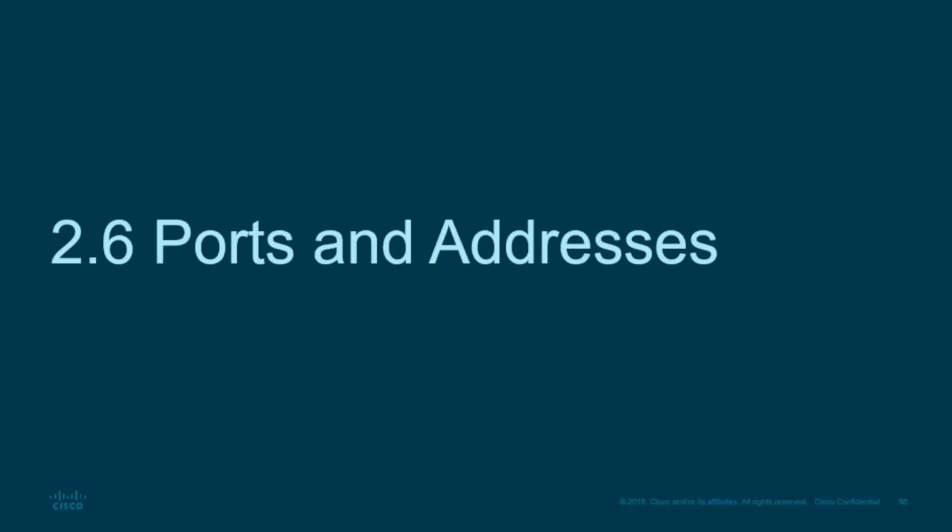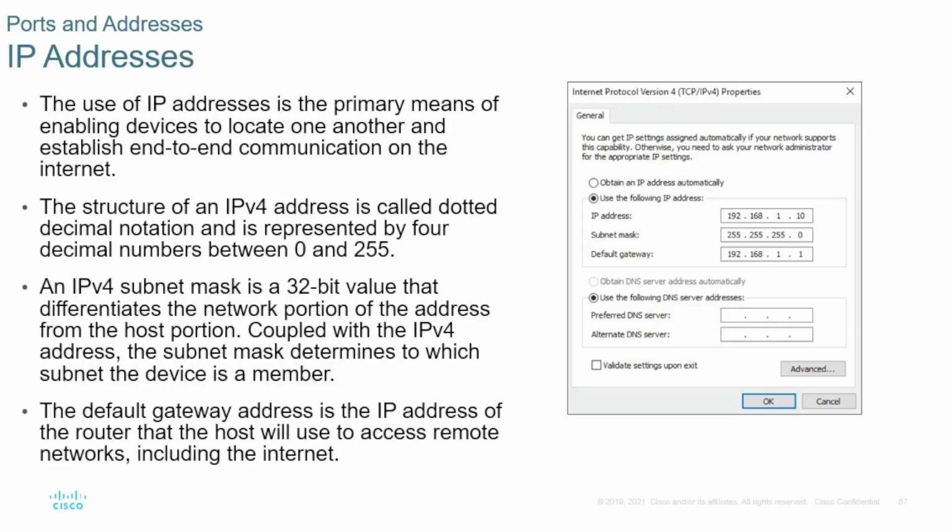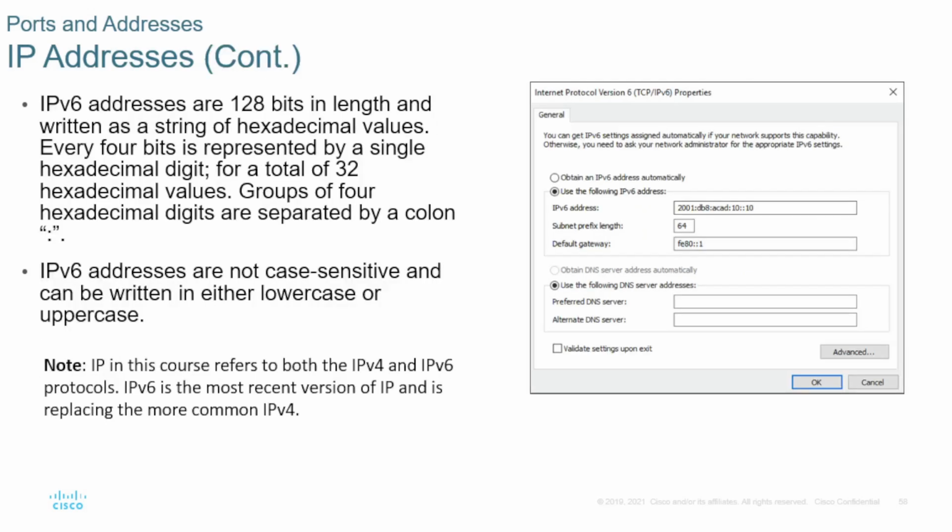Let's look at how devices communicate across a network using IP addresses, port numbers, and the media that physically connect them. Devices need an IP address in order to communicate on a network. An IPv4 address is a 32-bit number written in dotted decimal format, like 192.168.1.10. It's paired with a subnet mask to define the network range and a default gateway, which routes traffic out of the local network. IPv6 addresses are 128 bits long and written in hexadecimal. They provide a vastly larger address space and are designed to support the growing number of devices connected to the Internet.